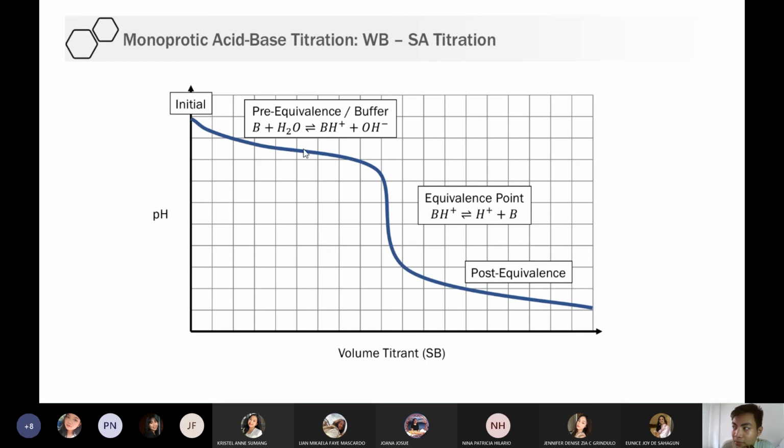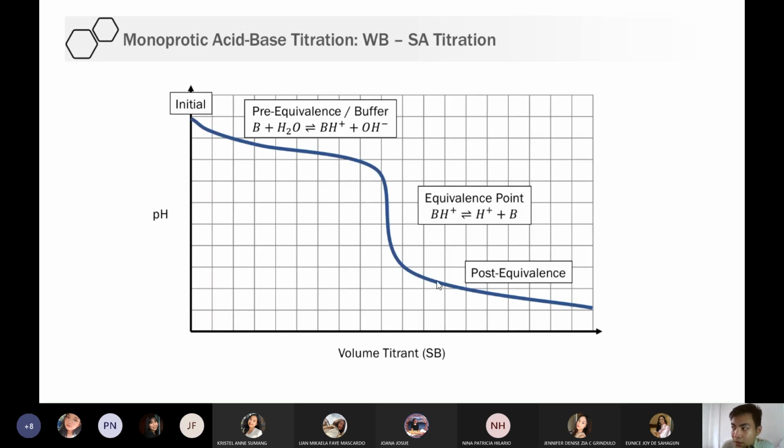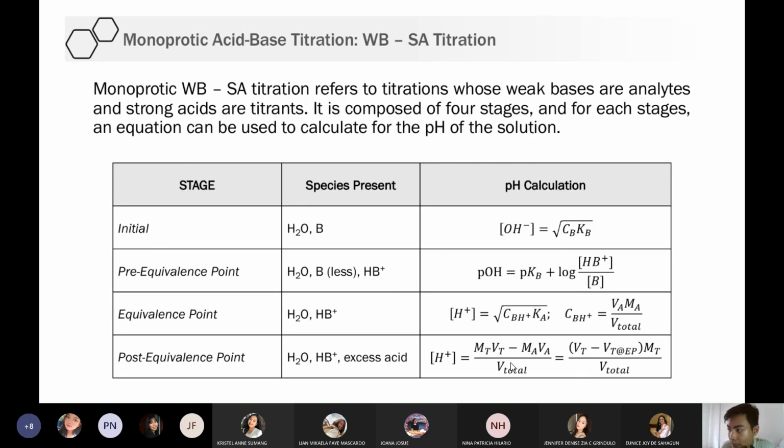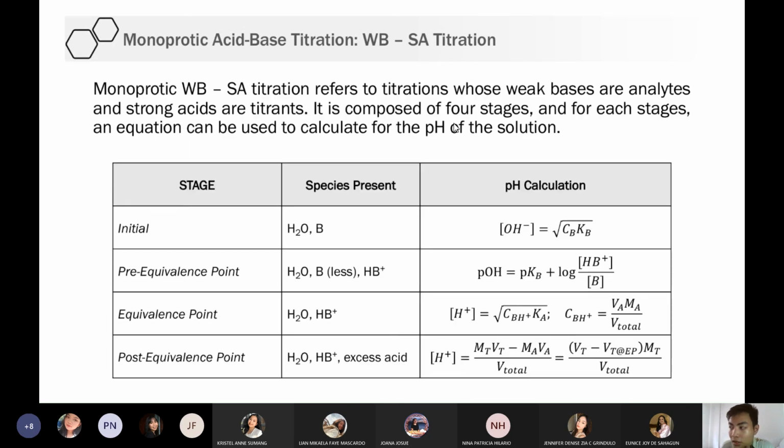After ng buffer, pag nasira na yung buffer, equivalence point na yon. Okay. The species that will contribute to the pH is the conjugate acid. And ito yung equation na gagamitin mo doon. And then after equivalence point, the pH can be calculated by the amount of excess acid na lang. Or ito yung equation. Okay. So yun lang. Still same process. No? Alamin mo muna yung endpoint volume, then saka mo i-apply yung equation pag alam mo na yung stages.